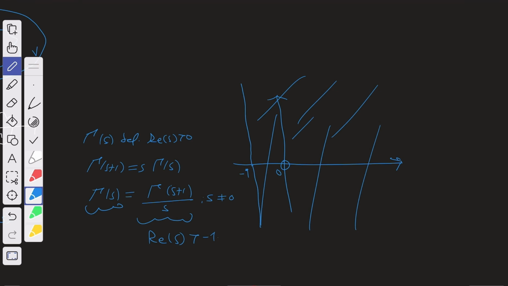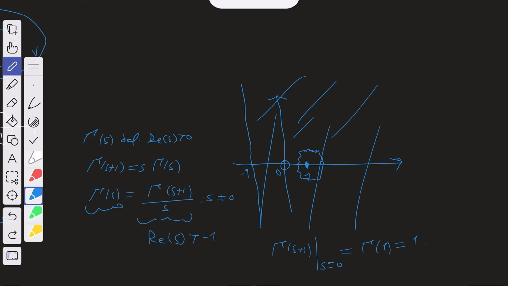And why is that? Because gamma of s plus 1, if we evaluate it at s equals 0, is just gamma of 1, and this is really 1. So it's well defined there. The gamma function is defined at 1, and it's not only defined, but it's also regular. It's analytic at 1. So at s equals 0, this function on the right has a simple pole.